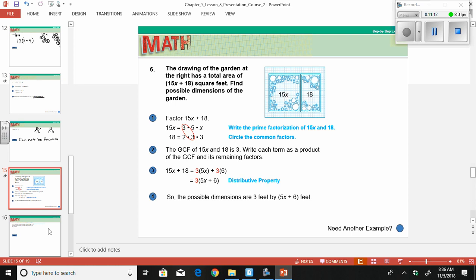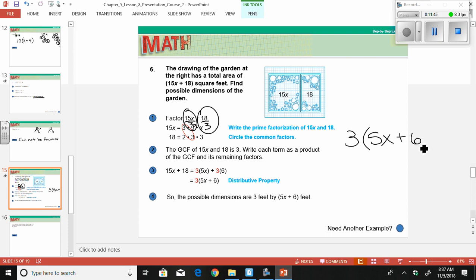The drawing of the garden at the right has a total area of 15x plus 18 square feet. Find possible dimensions of this garden. The GCF of 15x and 18 is 3. So write each term as a product of the GCF and something else. Taking out the 3 from each one of these, you're left with 5x plus 6. So here we have 3 parentheses 5x plus 6. So the possible dimensions are 3 feet by 5x plus 6.